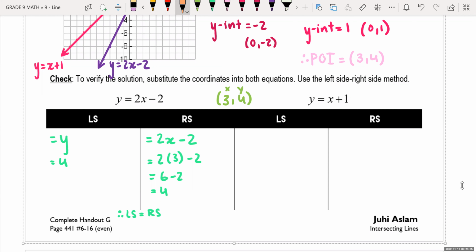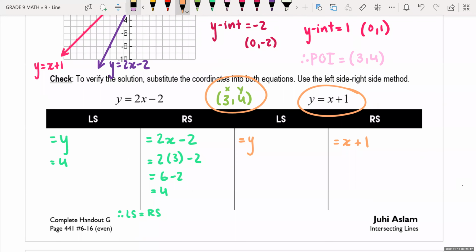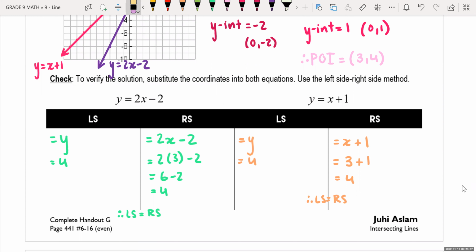The left side of this equation over here is y, and the right side of this equation is just x plus 1. And I'm still going to use the point 3, 4 to solve this. Okay, so my left side is y, which is just going to be equal to 4. And this side is going to be 3 plus 1, which is also 4. And so this is also left side equals right side. So when you check your answer 3, 4 with both of the equations and everything is left side equals right side, that means our answer is correct. Those two lines intersect at 3, 4.